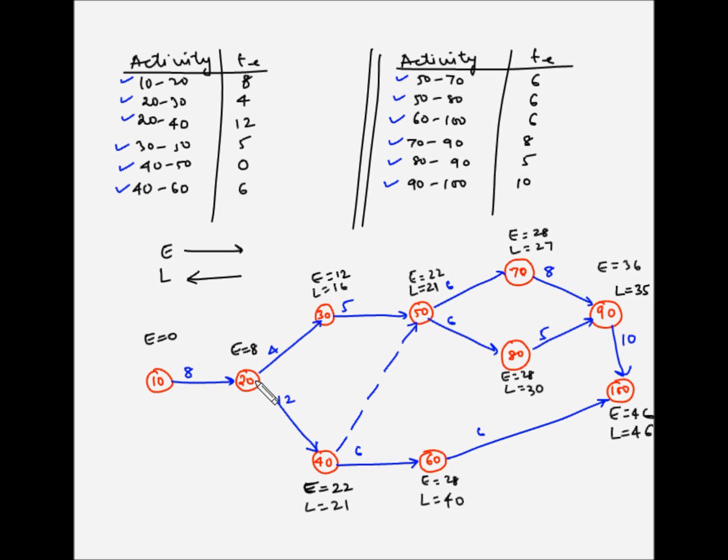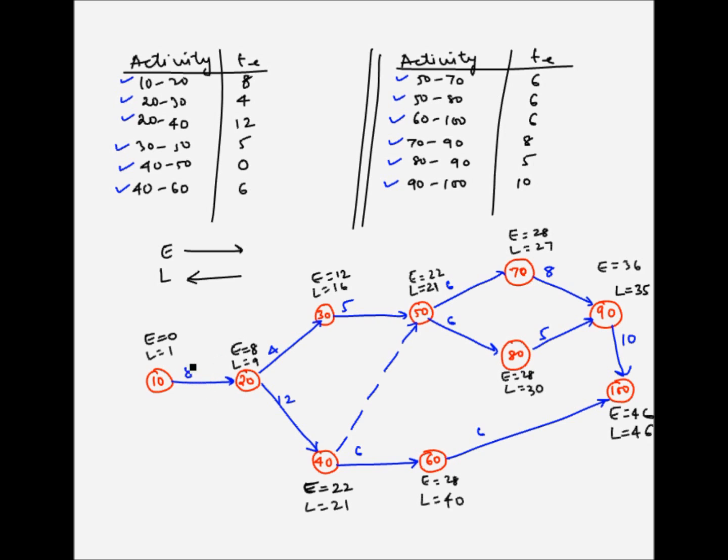For event number 20, the latest occurrence depends on 20 to 30 as well as 20 to 40. So for 20 to 30, the latest occurrence of 20 should be 16 minus 4, which is the 12th day, whereas for 20 to 40 it should be 21 minus 12, which is the 9th day. So the 9th day is the earlier. So the latest event number 20 can occur is the 9th day. And for event number 10, the latest it can occur will be 9 minus 8, which is the first day.